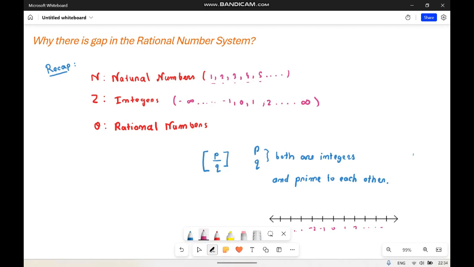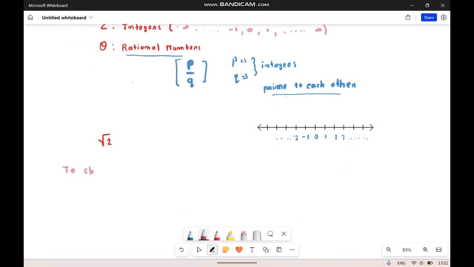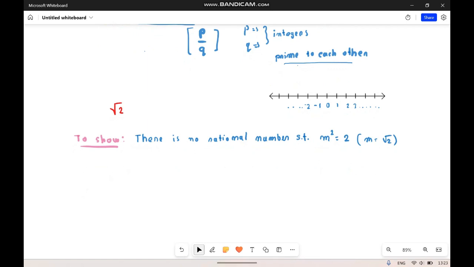So rational numbers were good enough for most purposes, but there were certain numbers which did not fit into the scheme of the rational numbers. To show this, we will take the example of root 2. So basically we have to show that there is no rational number m such that m square is equal to 2. Or in brackets you can say that this implies m is equal to root 2, just taking the positive one. So this is what we need to show: that there is no rational number m such that m square is equal to 2.